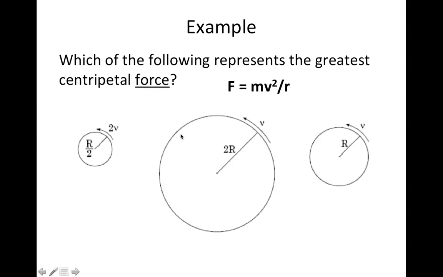Okay? So this has the greatest radius, which means it's probably not going to be the greatest force. Okay? This one just has V and R. But this one has 2v, so it's twice as fast, and it has a half as big radius as even this one. So since this one has the biggest velocity and the smallest radius, it's going to give us our greatest centripetal force.